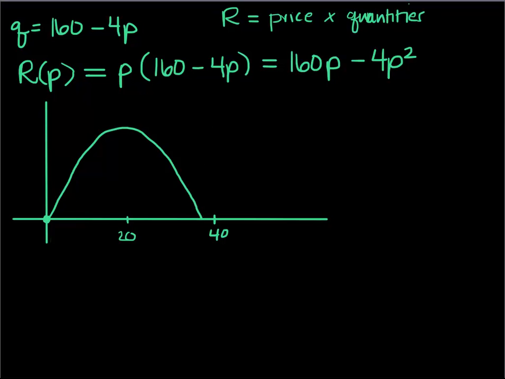I'm just going to move this 40 bit over a little bit. If it doesn't do what I want it to do, I'll just change it. All right, we'll make this 40 then. That looks a little better anyway. Okay, so this is my revenue.